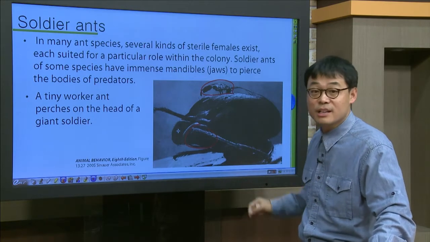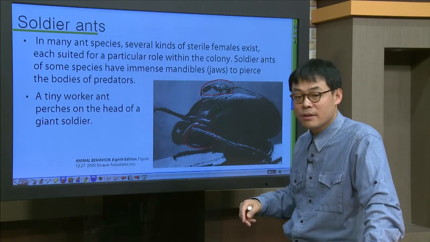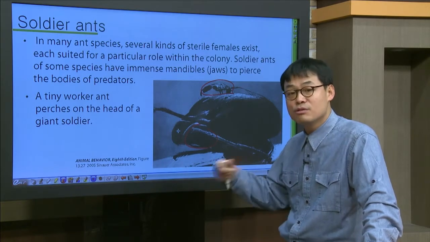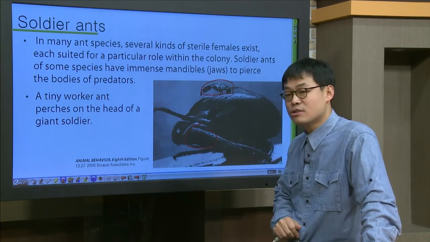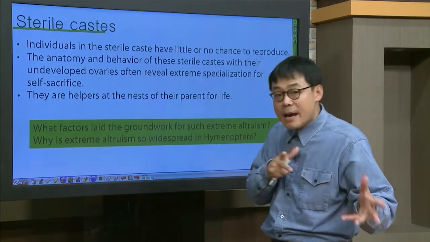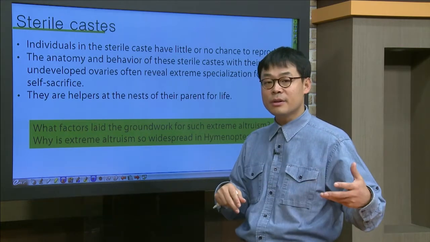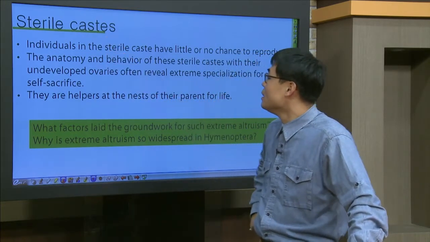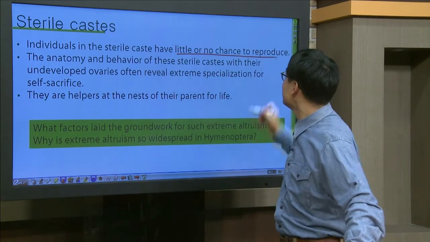And that's permanent. You cannot change your body. So once you are a soldier like that, you are a soldier for your entire life, and you have no reproductive capability. You just serve your whole colony. Again, this is another extreme example of altruistic behavior in Hymenoptera. In all these examples, the workers in honeybees, the honeypot ants, and the soldier ants, they are a sterile caste. The sterile caste are individuals who have little or no chance to reproduce.